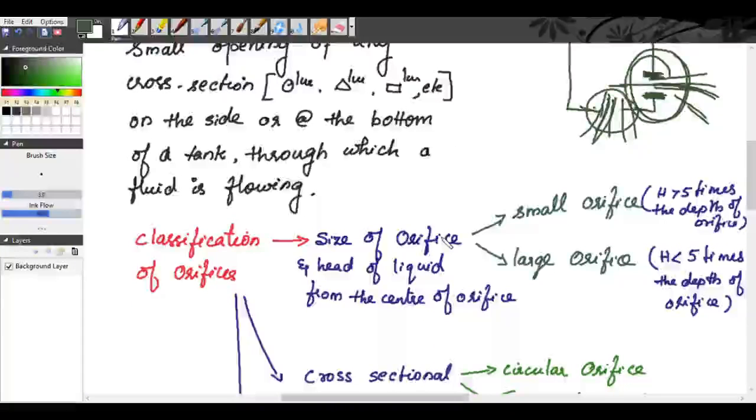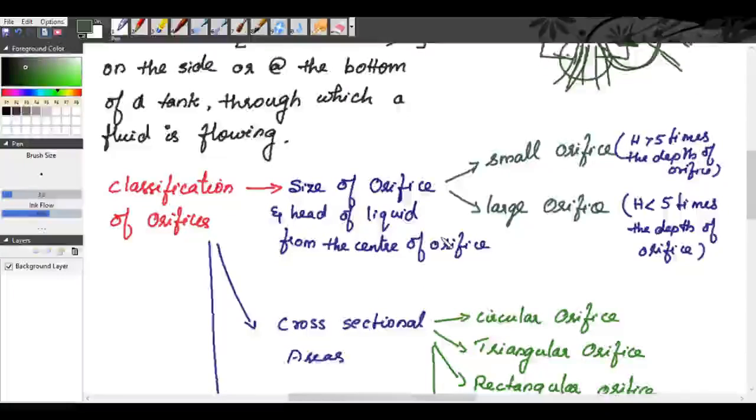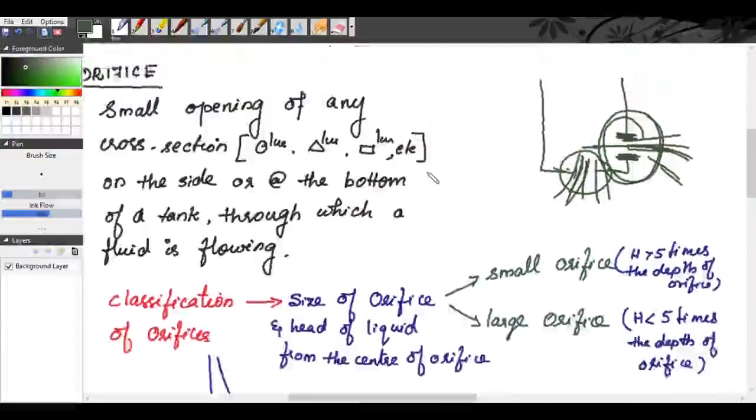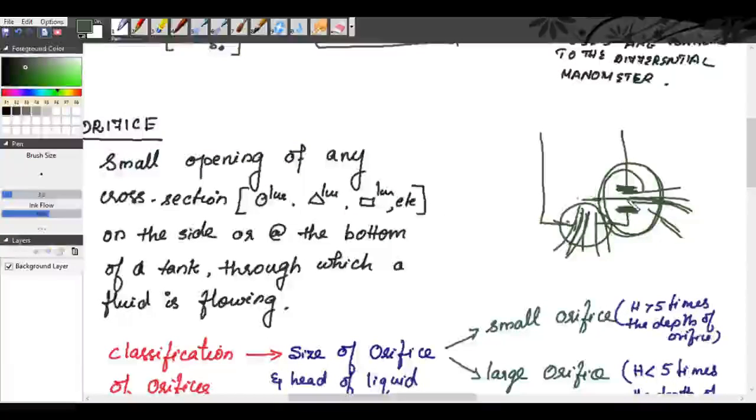Now, how are the orifices classified? Classification of orifices is based on the size of the orifice and the head of liquid from the center of the orifice. If this is your orifice, this is called the center line of the orifice. The height of the water level above it is called the head of liquid from the center of the orifice. Head of liquid is represented as capital H.